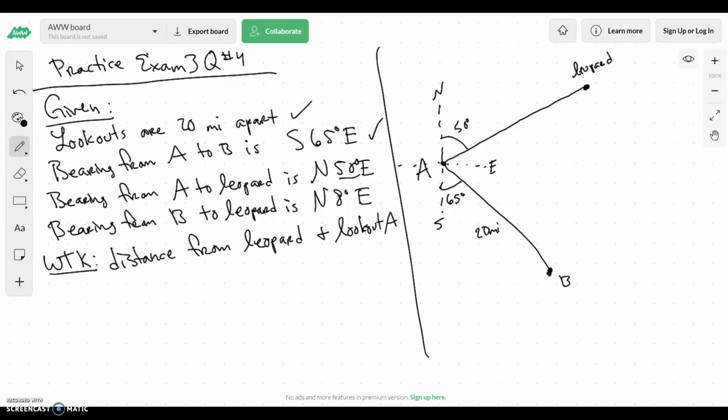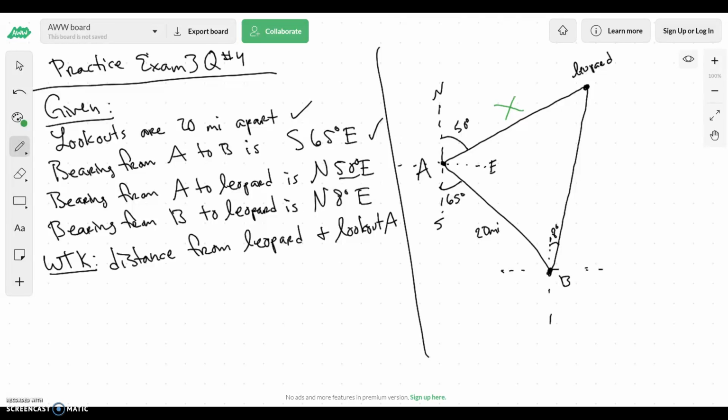Now I also know that the bearing from B to the leopard is going to be northeast. So let me just draw another north, south, east, west thing. This is going to be 8 degrees. So from here all the way to the leopard is going to be 8 degrees. Okay, and what we want to know, let me color that in a different color, is the green one, which is the distance from the leopard to lookout A. So here is X. That's what we want to know.